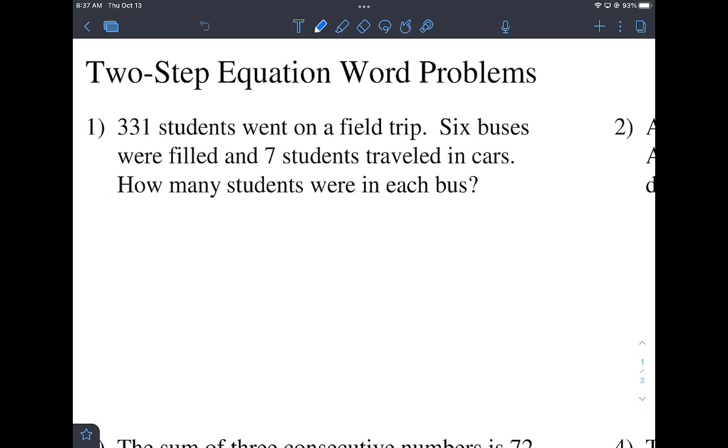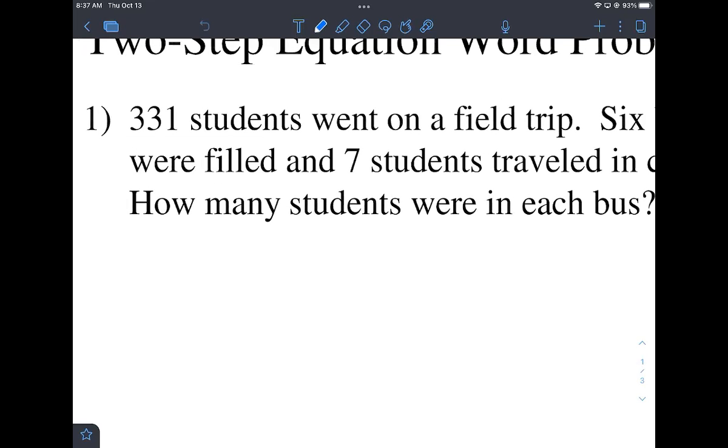What letter should we use for our variable? B. Isaiah? S for students. Okay. You could use B, that's fine. And you could use whatever letter you want to. I like using letters that represent what I'm trying to find. But it is students on a bus, so I understand why you're saying that.